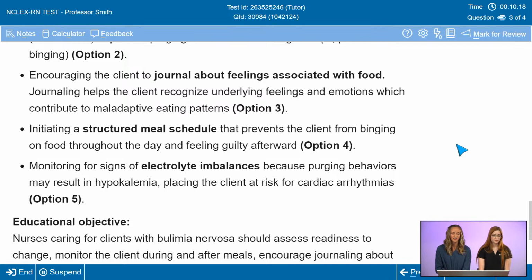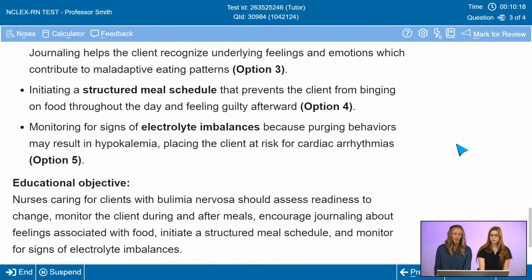Next is initiating a structured meal schedule. This will just help the client from binging on food throughout the day and feeling guilty afterwards. So maybe just making sure that they know that they're going to have breakfast, lunch, dinner, and maybe 2 snacks in between, or however that looks. And then we know to be able to monitor for their food intake during that time as well.